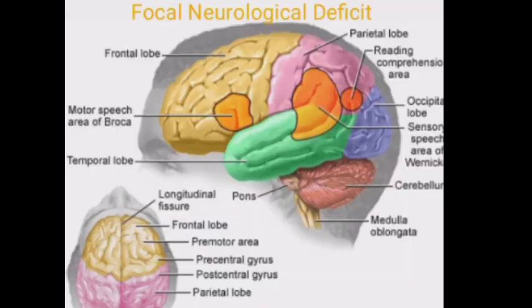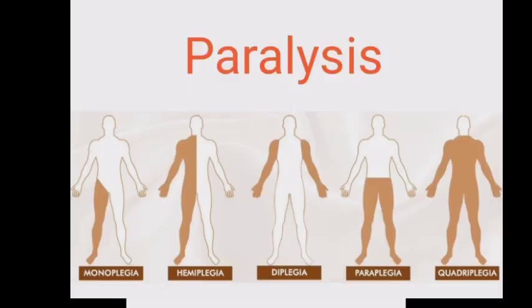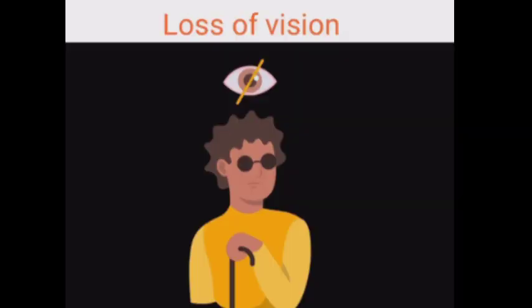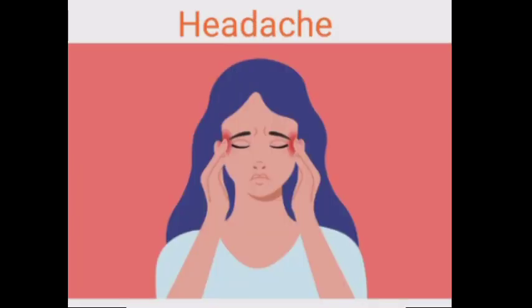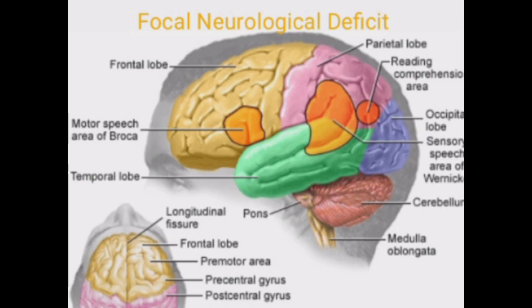Now, whenever a patient presents to you with a focal neurological deficit in the hospital or clinic, focal neurological deficit can be unilateral weakness of the body, paralysis of the body, sudden loss of vision, or weird headache. All symptoms are focal neurological deficits that can be caused by stroke.